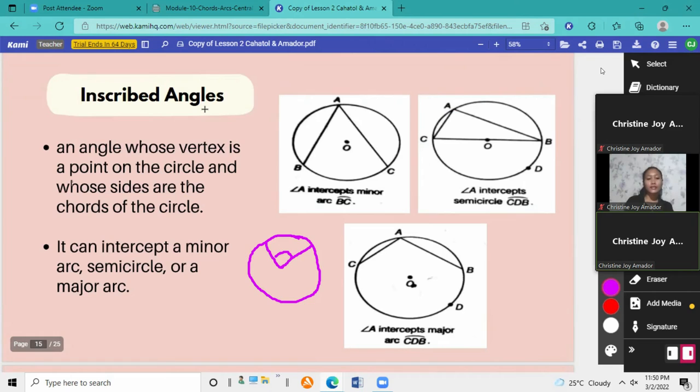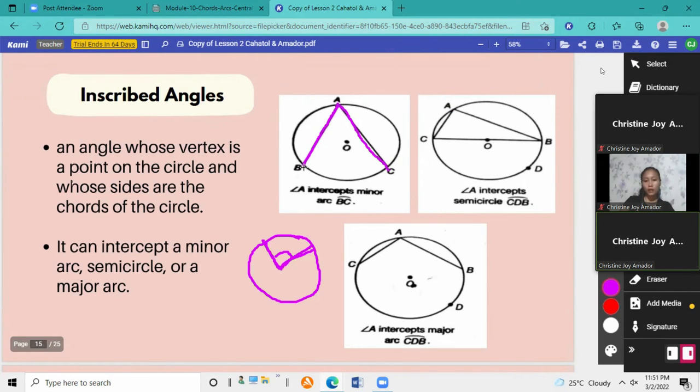Okay, so what is an inscribed angle? An inscribed angle is an angle whose vertex is a point on the circle and whose sides are chords of the circle. So if this is our circle, for the inscribed angle, its vertex is a point on the circle, this one. That is the vertex of the angle. And its sides are chords of the circle. Again, for a central angle, the vertex is the center of the circle, but for an inscribed angle, the vertex is a point on the circle. For a central angle, its sides are radii of the circle, but for an inscribed angle, its sides are chords of the circle. That is the difference.